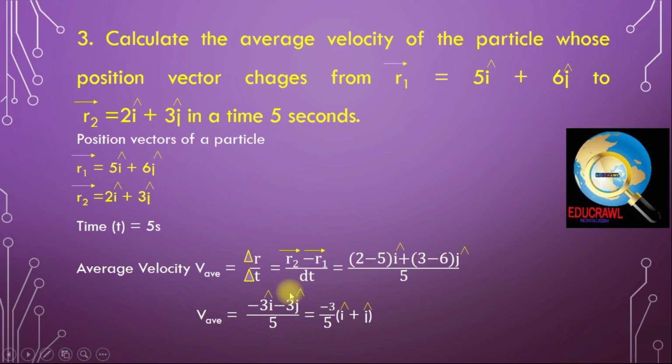So 2 minus 5, we know the answer is minus 3, and again 3 minus 6, the answer is minus 3. So the average velocity is given as (minus 3 i cap minus 3 j cap) divided by 5. Here again minus 3 by 5 is common. So when you take it outside, we have minus 3 by 5 into (i cap plus j cap). This is the value of average velocity.